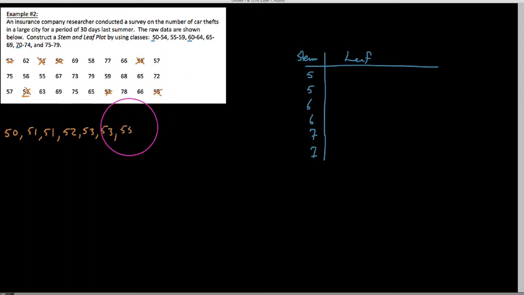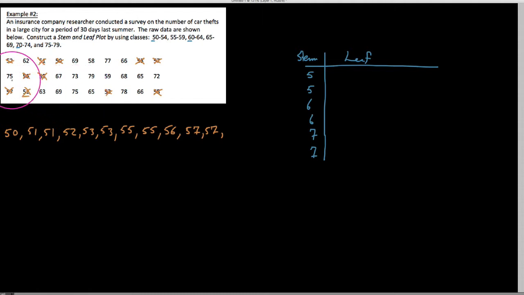So I've got at least one 55 here. Any other 55s? There's another 55. Any other 55s here? I don't see any, but there's a 56. Any other 56s? No. We've got a 57 here and a 57 here. So you can see how as we cross these off, it just gets a little bit easier every time.